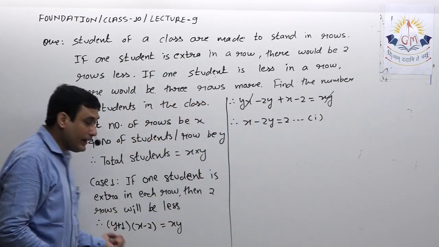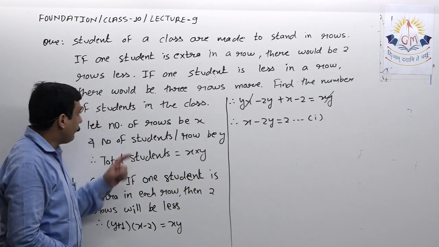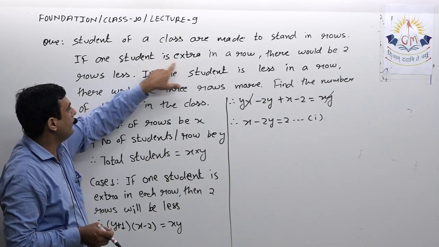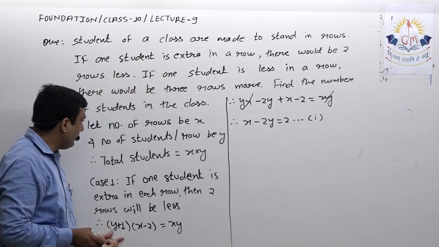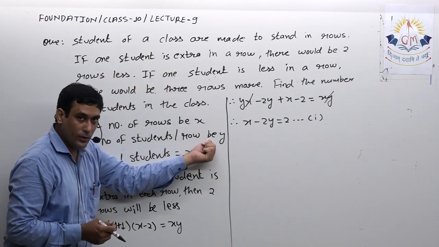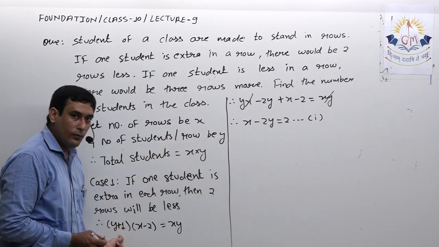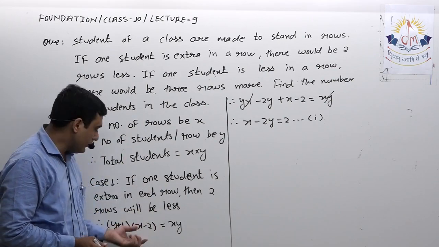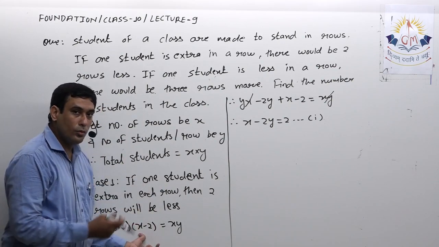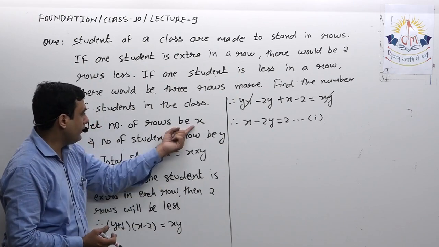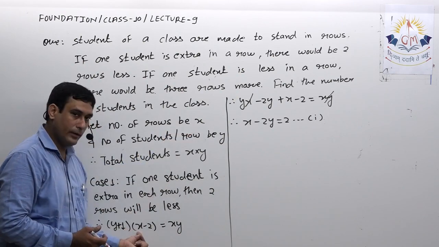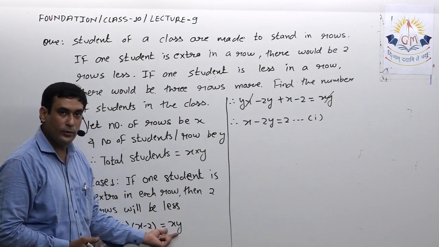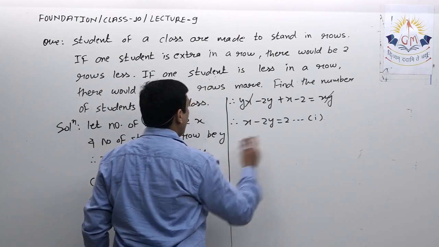Again, try to understand this. Each row has one student extra, that means initially there were y students in a row, now there will be y plus 1 students in each row. By doing this, definitely rows will be less. How many rows will be left? 2 rows less than the initial case. That means initially there were x rows, so now x minus 2 rows will be there. The product of these two gives you the total number of students, that is xy. By simplifying you will get this.